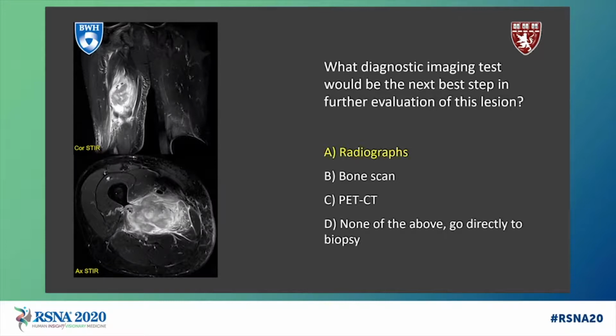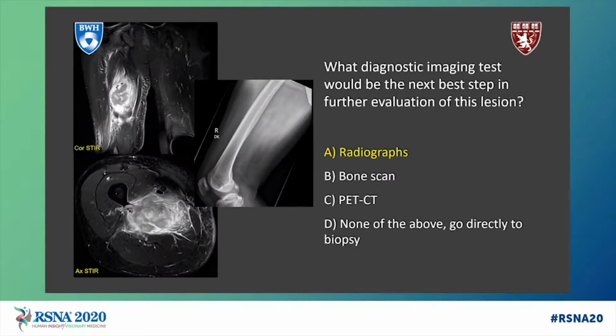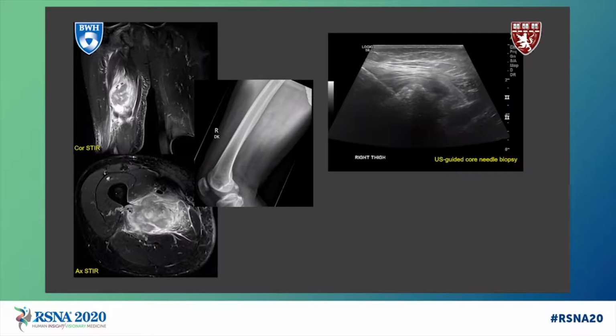Radiographs are often the easiest next best step to look for the mineralization that we would expect to see with myositis ossificans. Radiographs were performed and demonstrated no mineralization associated with this soft tissue mass. Thus, myositis ossificans was thought to be less likely, and the patient was further referred for biopsy under ultrasound guidance.